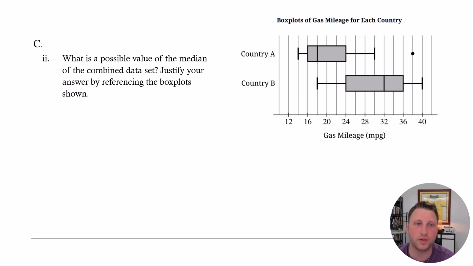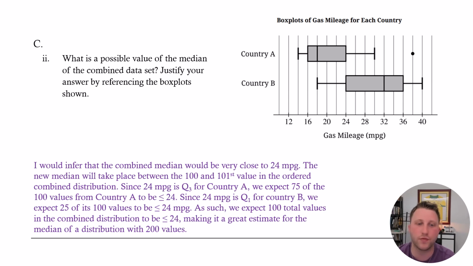And the final part of this question, what is a possible value of the median of the combined data set? This one does certainly require some thinking, and it asks us to justify our answer by referencing the box plots shown. So I said I would infer that the combined median would be very close to 24 miles per gallon. The new median will take place between the 100th and 101st value in the ordered combined distribution, and that's because the combined distribution will have a total of 200 values.